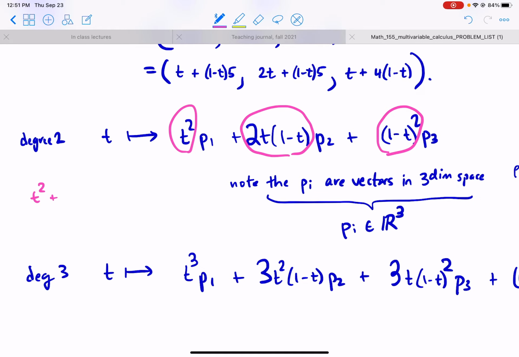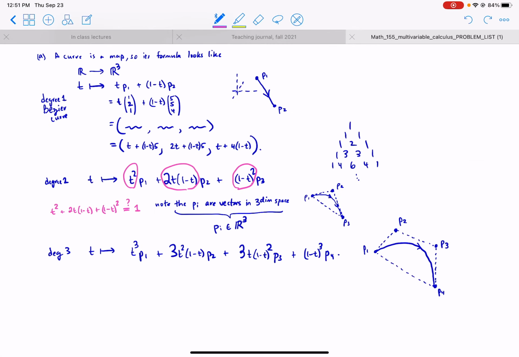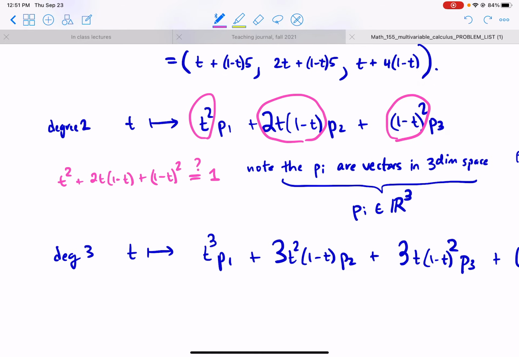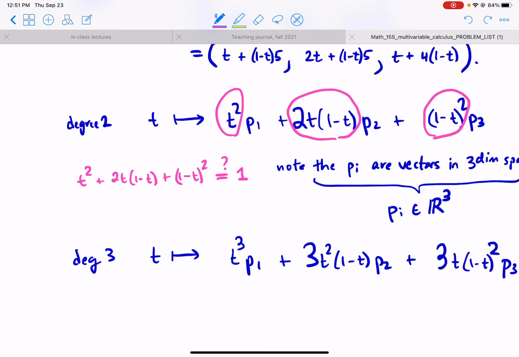t squared plus 2t(1 minus t) plus (1 minus t) squared. And what will happen is that these will be adding up to 1, amazingly, no matter what I plug in for t. And that's why we need this 2 there, and that's why we needed Pascal's triangle for the coefficients. Okay, so let's check this.